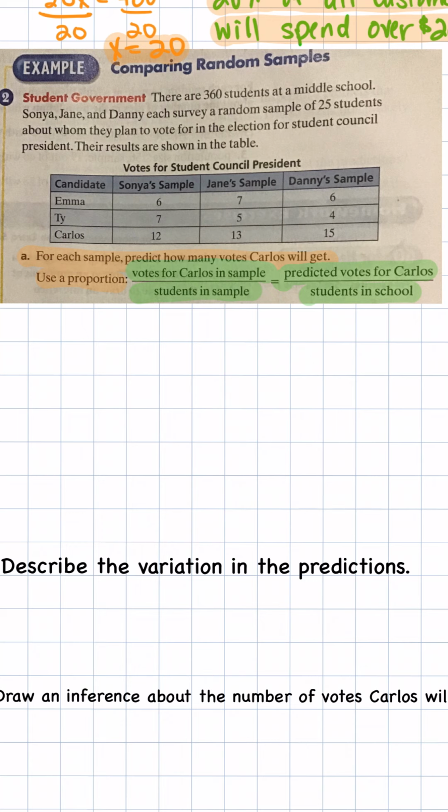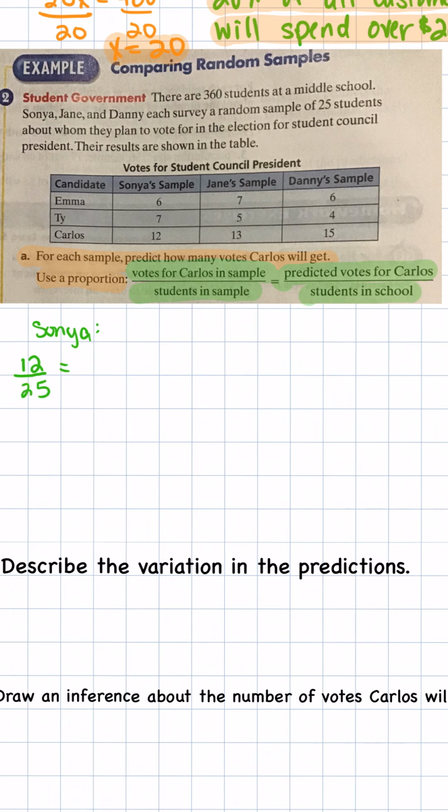So let's start with Sonia. So she said that there were 12 votes, and the students' sample was 25.